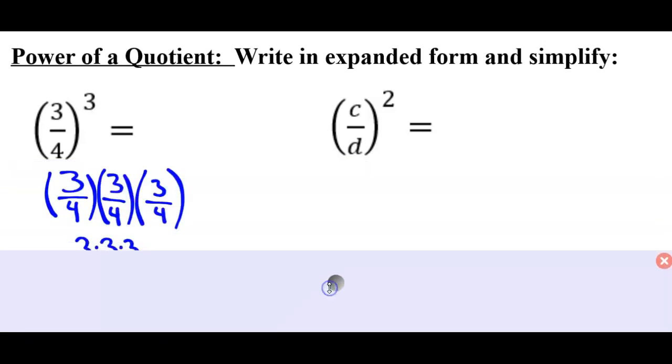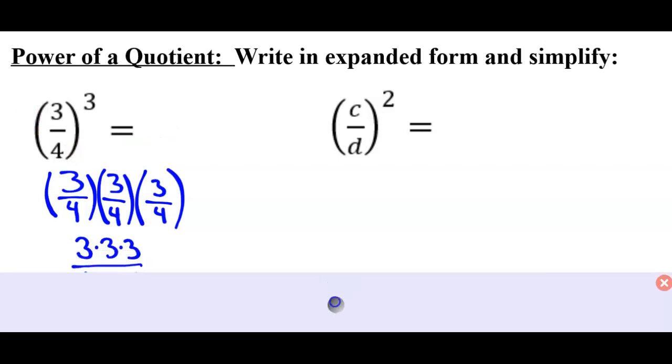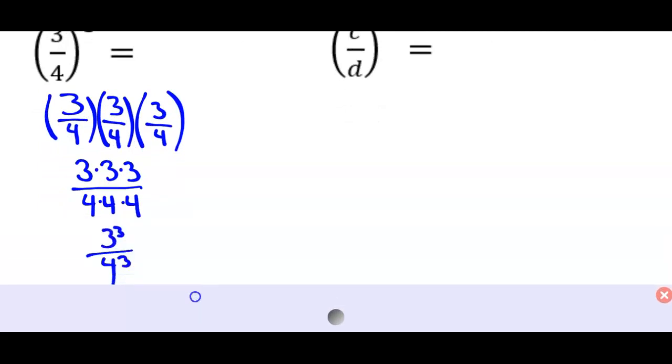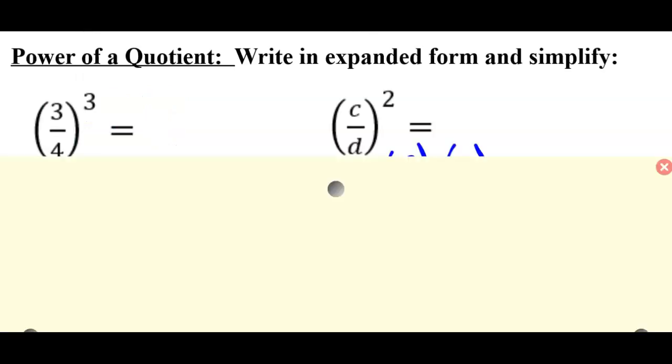So if I'm looking at this, this is the same as 3/4 times 3/4 times 3/4, which is the same as 3 times 3 times 3 over 4 times 4 times 4. If I rewrite 3 times 3 times 3 with an exponent, I'm going to get 3 cubed over 4 cubed, right? And then I would evaluate that. But that's not really what I want you to look at. I want you to see the pattern. So what did you notice about the original problem to this? What did you notice? Let's look at one more just to see if we can see it. So I've got c divided by d squared. What did we do yesterday?